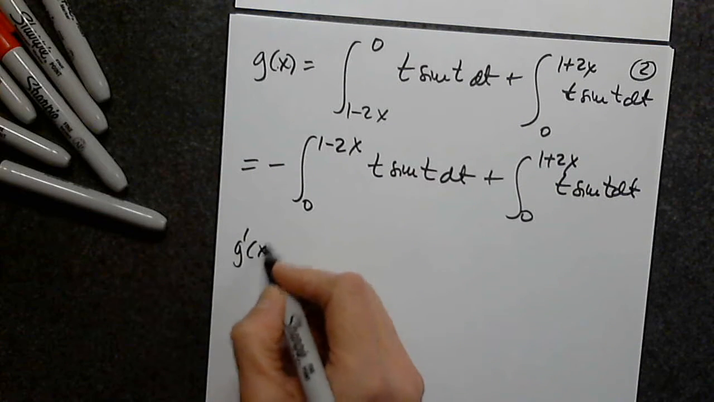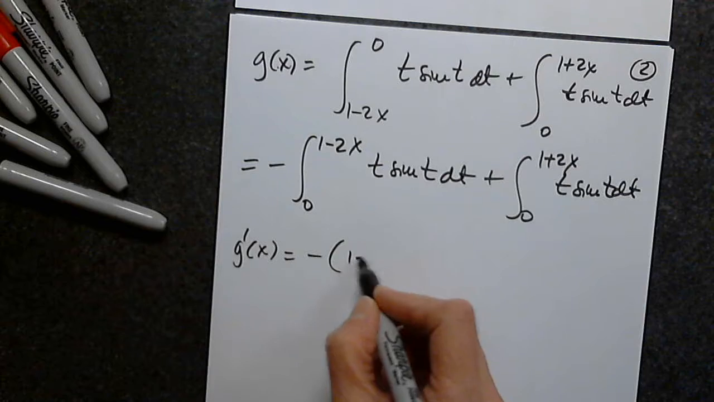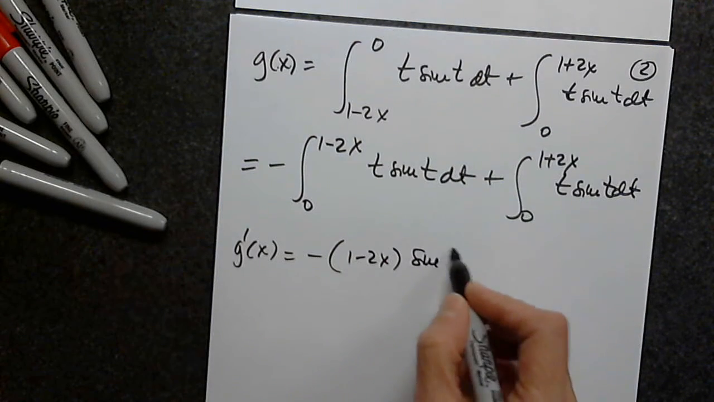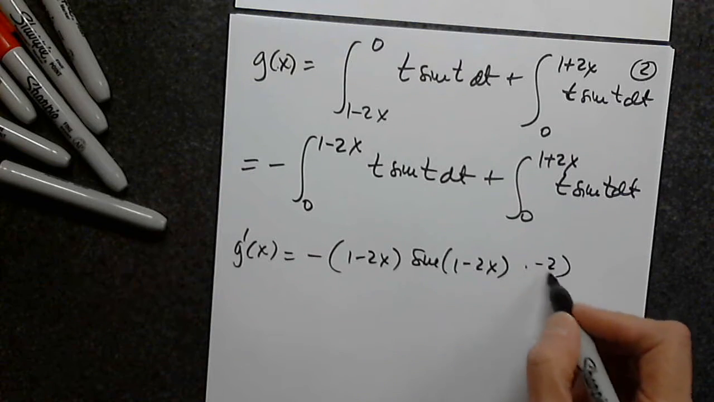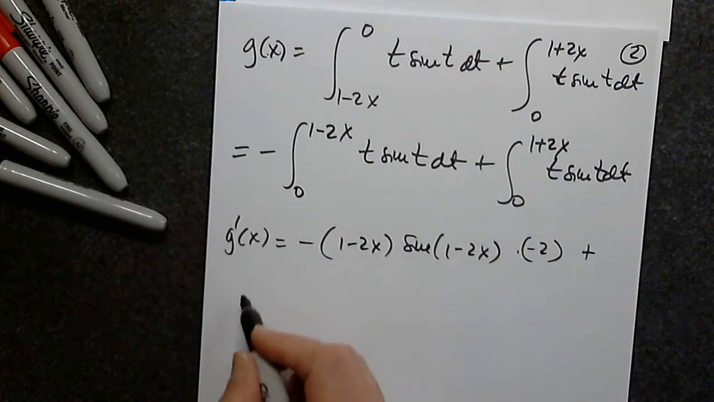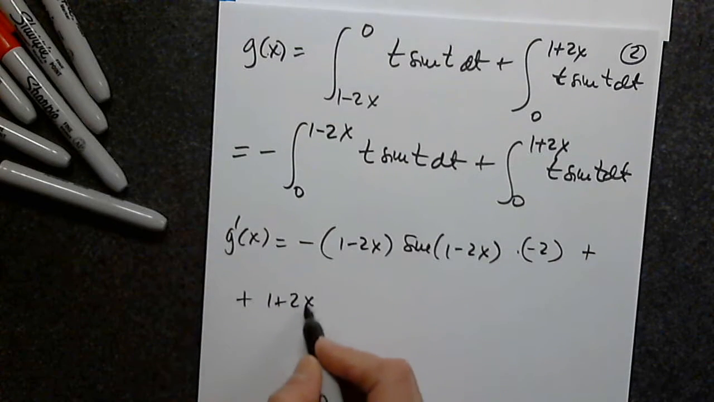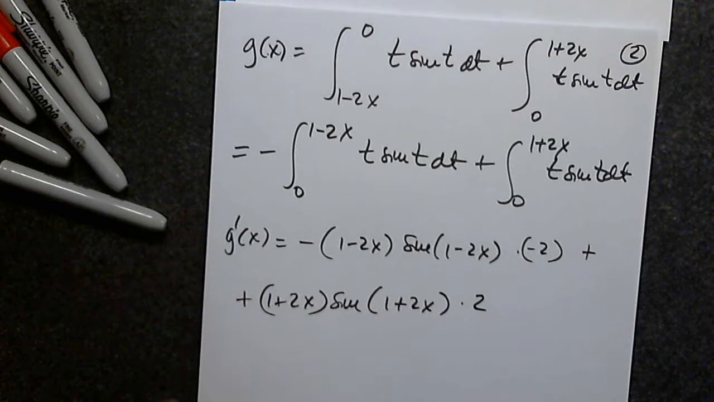So then g prime of x equals negative in front, 1 minus 2x times sine of 1 minus 2x times the inner function prime, which is negative 2. Now I differentiate this one: plus 1 plus 2x times sine of 1 plus 2x times the inner function prime.